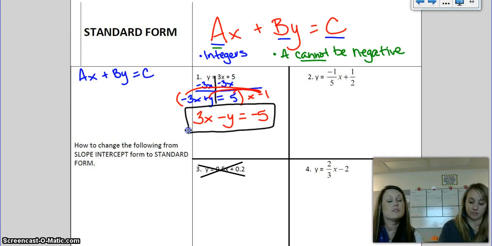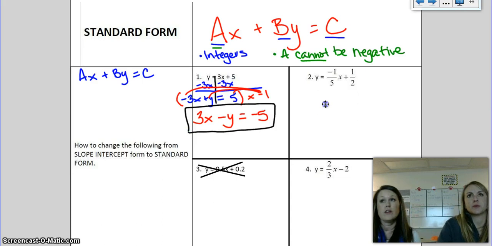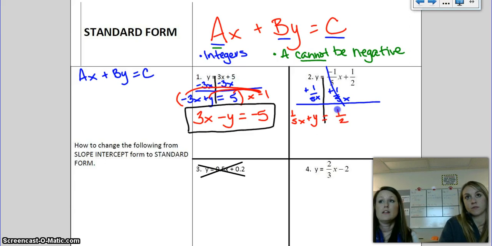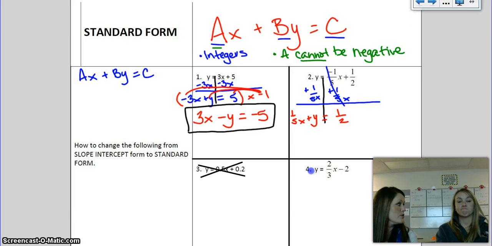Number 2 is sneaky. We've got fractions. So we're still going to follow the same steps. Again, we're going to take that -1/5 x, and I want it to be over on the same side with the y. So I'm going to add 1/5 x. So the left side says 1/5 x plus y equals 1/2. Now let's check our rules. So this is my ax plus my 1y equals c, and it says that a, b, and c have to be integers, and right now 2 of them are fractions.